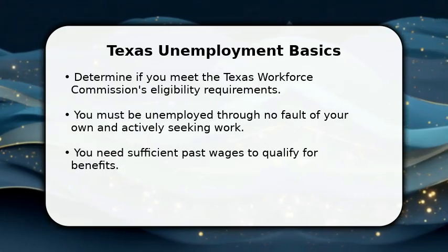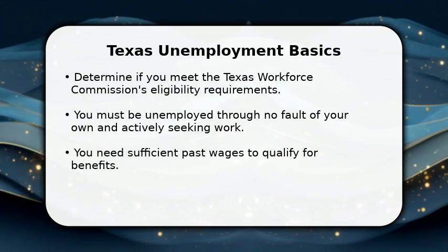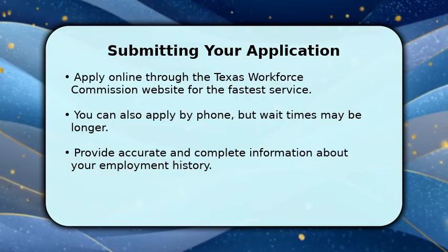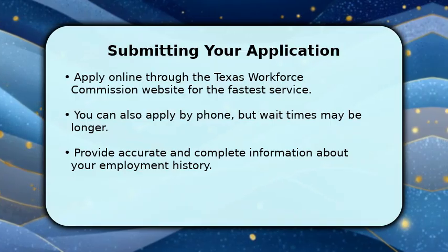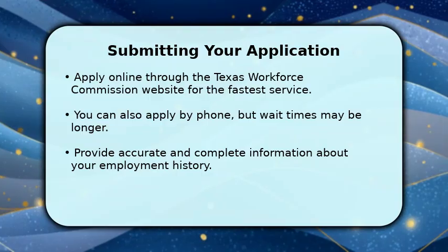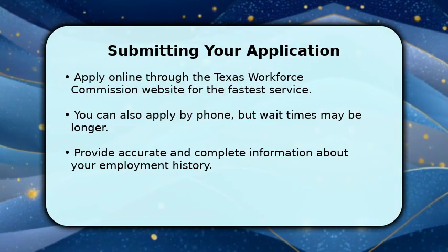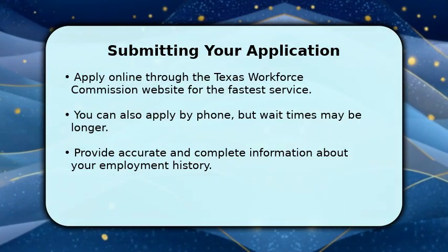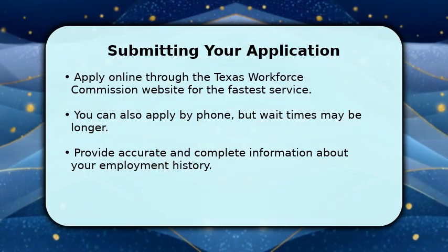Make sure to gather important documents like your Social Security number and detailed work history before you begin. Once you've confirmed your eligibility, the next step is to submit your application. The quickest and most efficient way to do this is online through the Texas Workforce Commission's official website. While you can apply by phone, be aware that call wait times might be longer. It's crucial to provide accurate and complete details about your employment history and the reasons for your job separation.